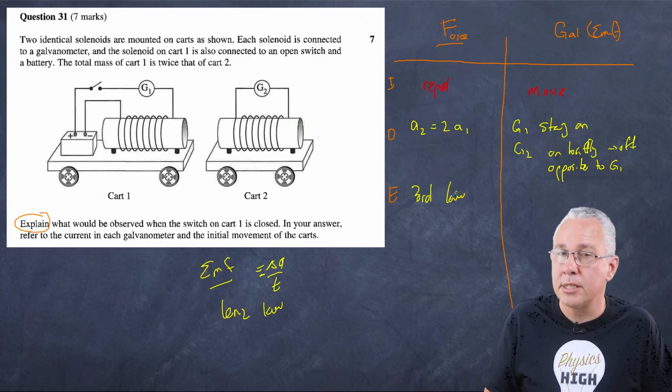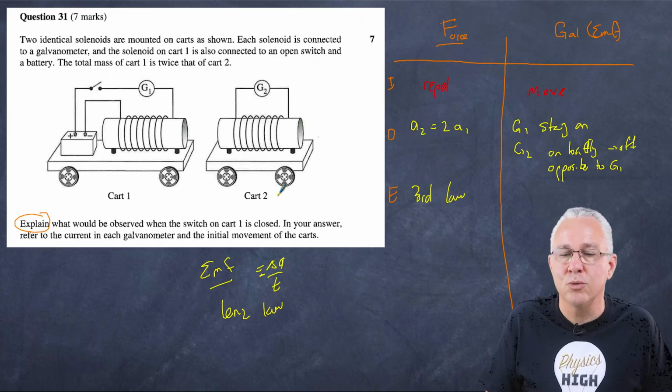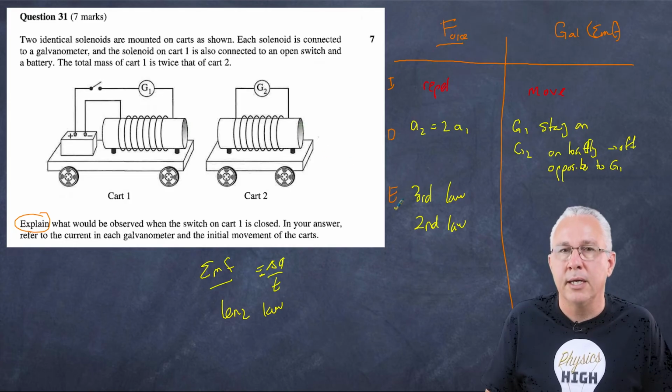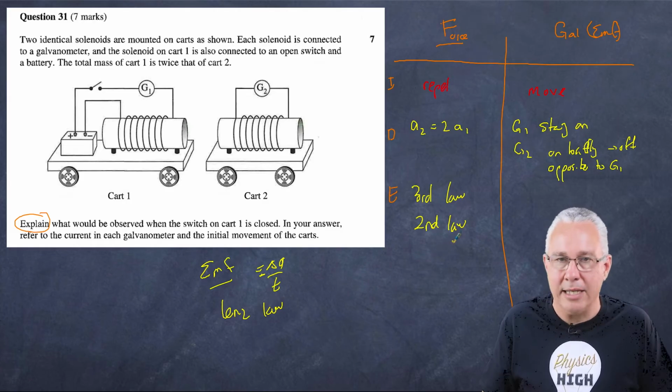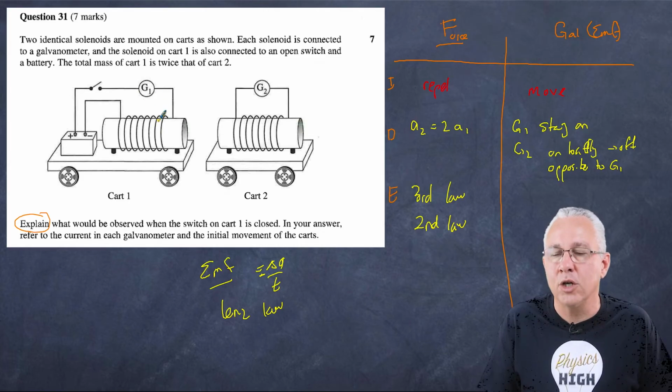And because they experience the same force but in opposite directions, because cart 2 is twice as light, it's lighter than cart 1, therefore the acceleration of cart 2 is going to be twice as much. So I've now invoked the second law as well. So the explanation of the motion is tying in EMF, Lenz's law, the third law, and the second law. But what about the galvanometer? Well, obviously, due to Ohm's law, we're just going to have a consistent current. We have a voltage supply, we have some sort of resistance over here, and so we'll have a constant current.